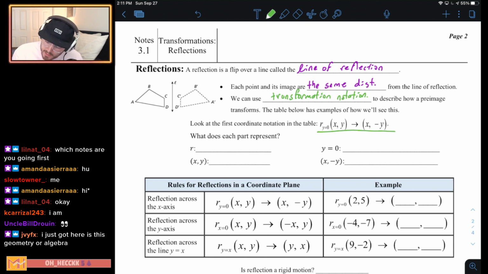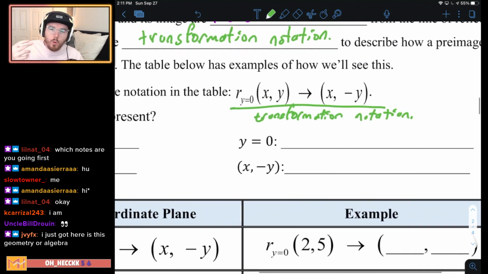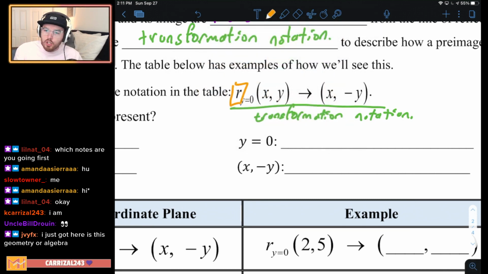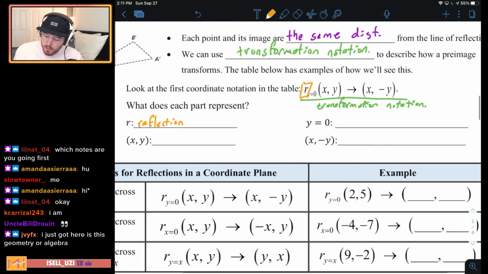Look here. Look at this. So again, this idea of function notation. What exactly am I looking at here? This is transformation notation, and it has all this information in it that's really valuable to us. When I look at this, what are the things that it tells me? Number one, it tells me, hey, you are reflecting. That little r stands for reflection.